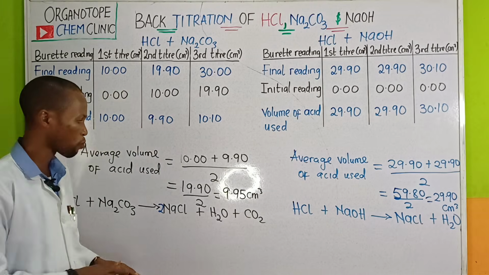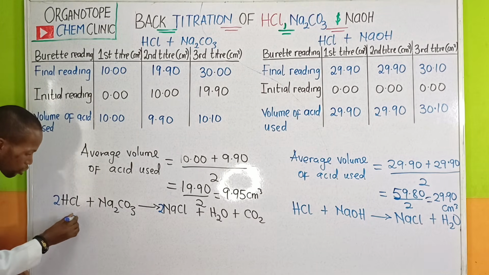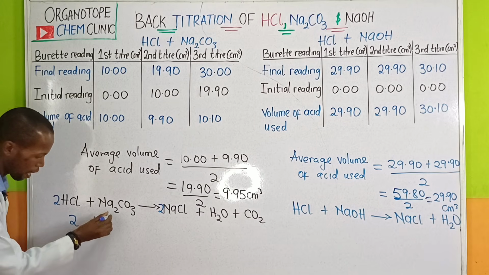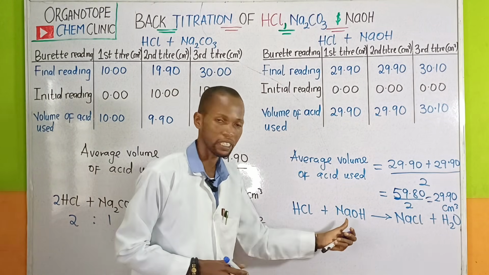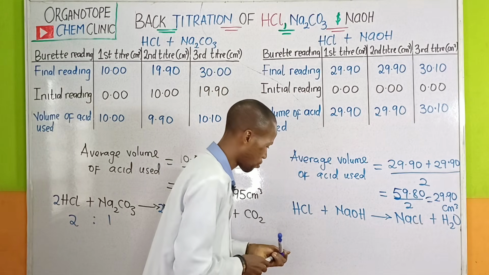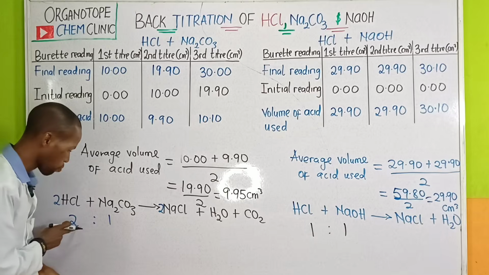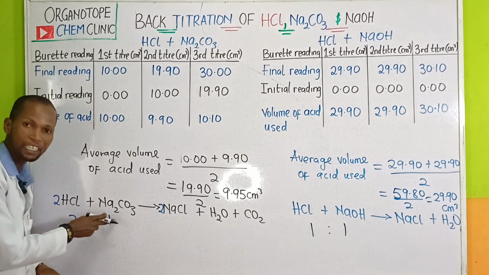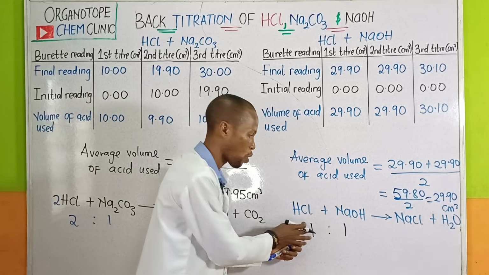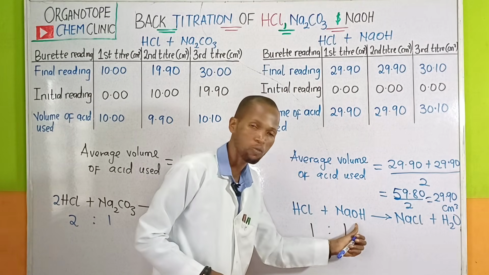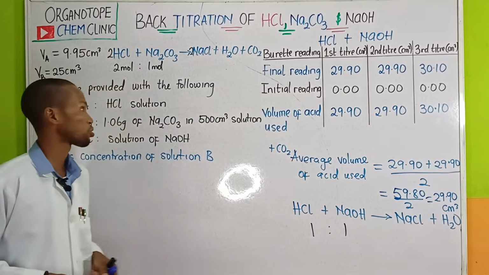Can we identify the mole ratio of the reactants? The mole ratio right here is 2:1, while the mole ratio of our reactants in the second titration is 1:1. So in the first titration, 2 moles of hydrochloric acid reacted with 1 mole of sodium carbonate, while in the second titration we have 1 mole of hydrochloric acid reacting with 1 mole of sodium hydroxide. Make sense? Now can we attempt the question together?